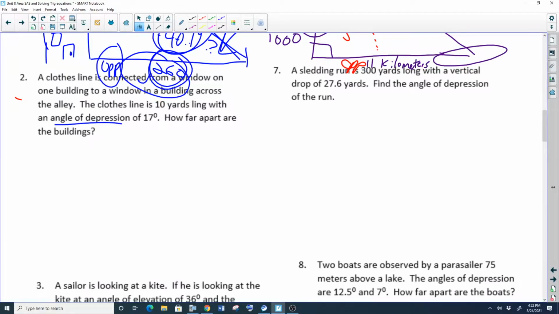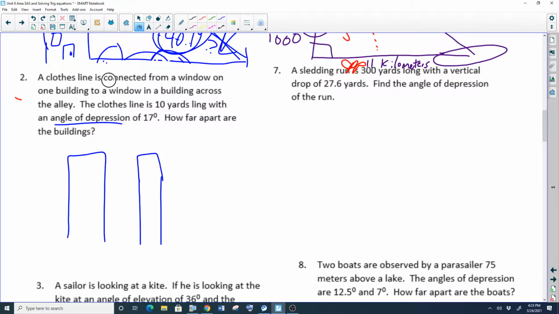Now we're going to jump down to our clothesline with two buildings, and we are actually going to use the angle of depression this time. We have a tall building and a shorter building, or they're the same height. We don't know how tall they are. The clothesline is connected from a window on one building to a window in another building across the alley. The clothesline is 10 yards long, with an angle of depression of 17 degrees.